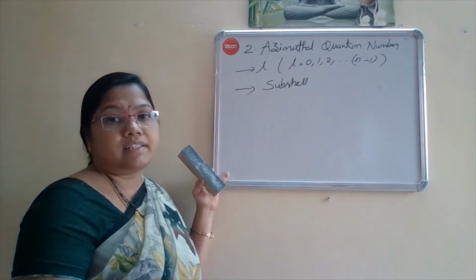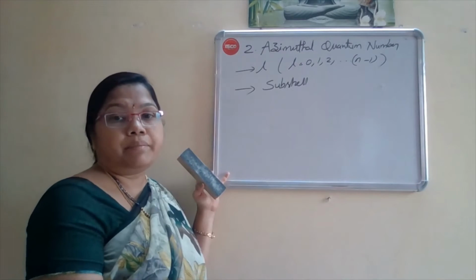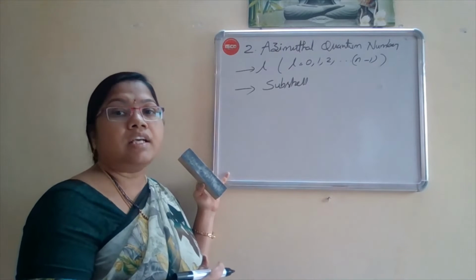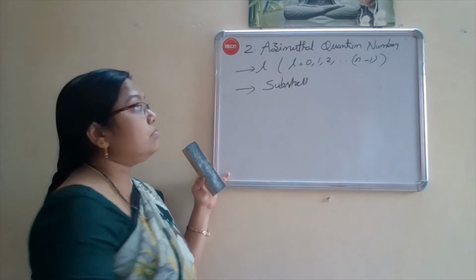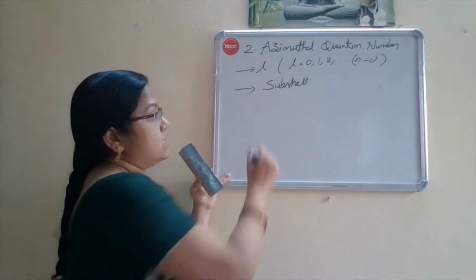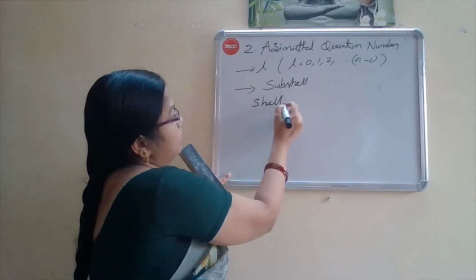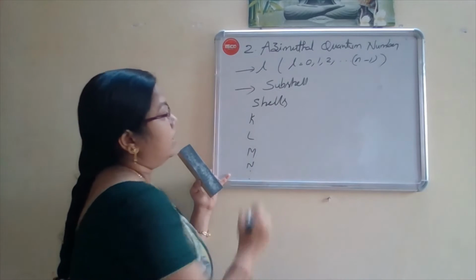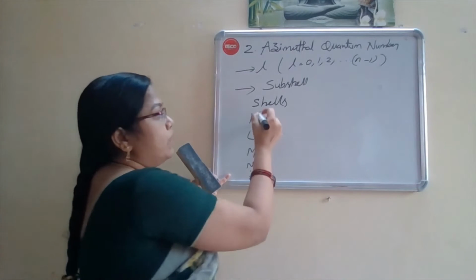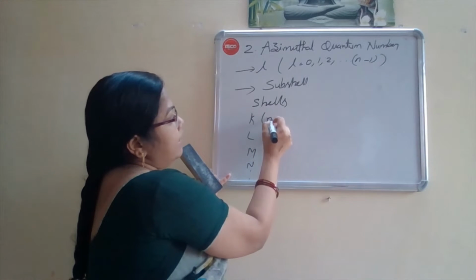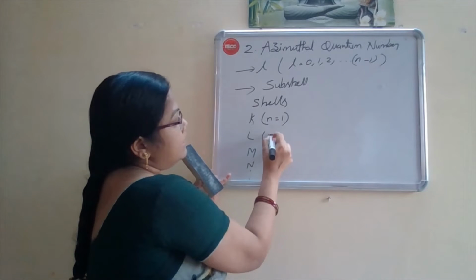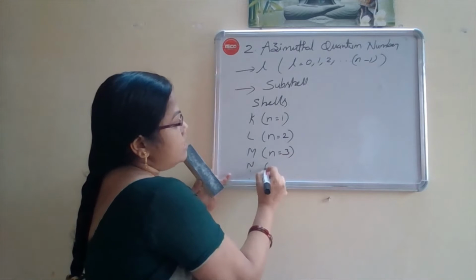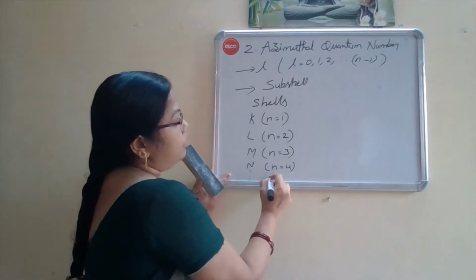What is called subshell? The secondary quantum number divides this shell into smaller groups of orbitals called subshells. We have shells K, L, M, N and so on. Each shell has a principal quantum number. For K shell, n equals 1. For L shell, n equals 2. For M shell, n equals 3. For N shell, n equals 4.